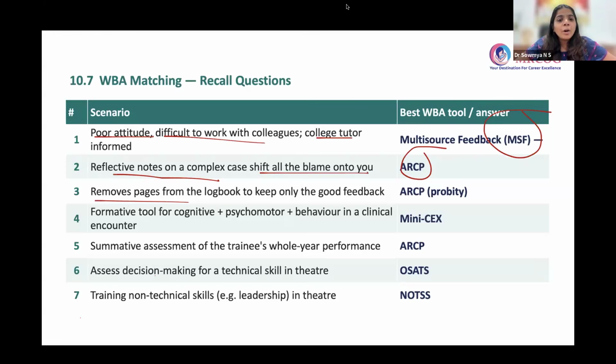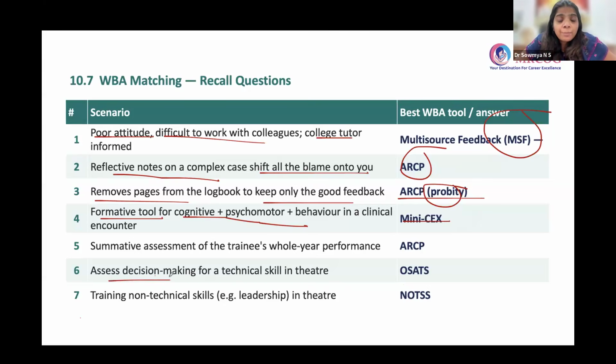A trainee removes pages from the logbook to keep only the good feedback. Again, this is not ethical practice. It goes to ARCP. ARCP probity means being honest, ethical, all those things. Which is the formative tool for cognitive, psychomotor and behavioral assessment in a clinical encounter, like counseling a patient for breaking bad news? Obviously, it is MEDIC-MRCOG. And the summative assessment of a trainee's whole year performance? Of course, it's ARCP, where we discuss the outcomes.